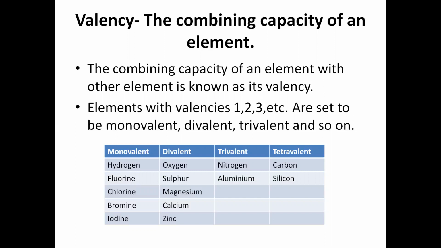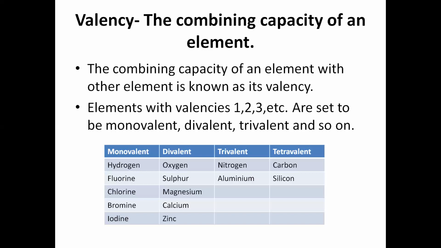Second point, elements with valencies 1, 2, 3 are said to be monovalent, divalent, trivalent, and so on. You can see the table there. They have shown monovalent elements, then divalent, then trivalent, and then tetra.